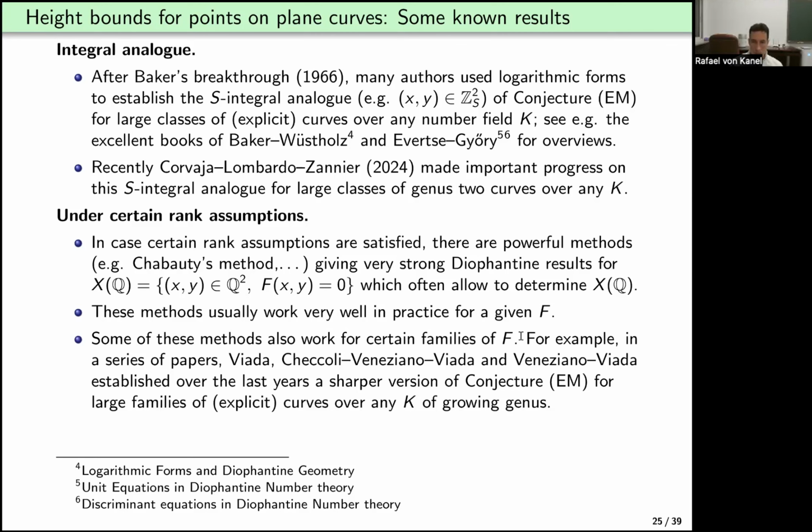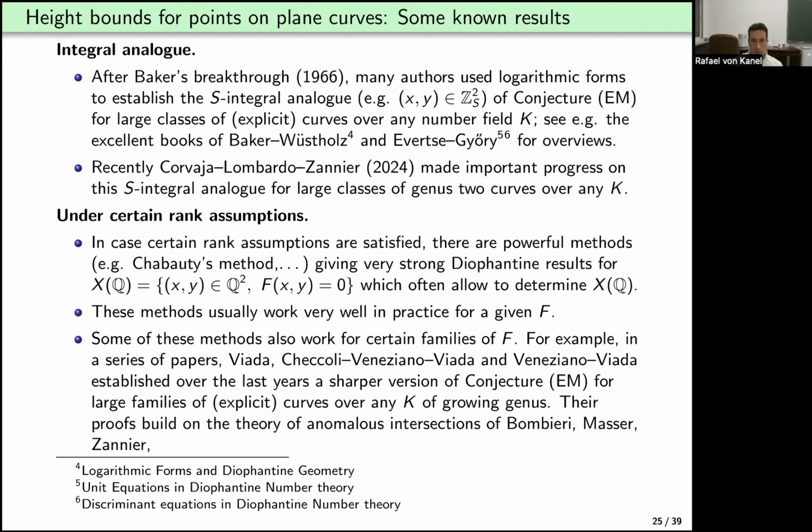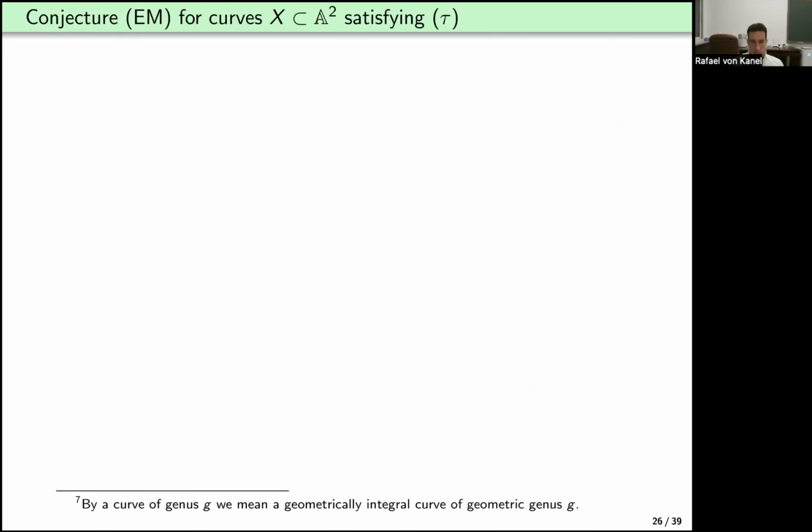So they proved, for certain families of growing genus over any number field, some sharper version of this conjecture. And they used this theory of anomalous intersections of Bombieri, Masser, and Zannier. And their bounds actually also in some cases allow them to determine the set X of Q.